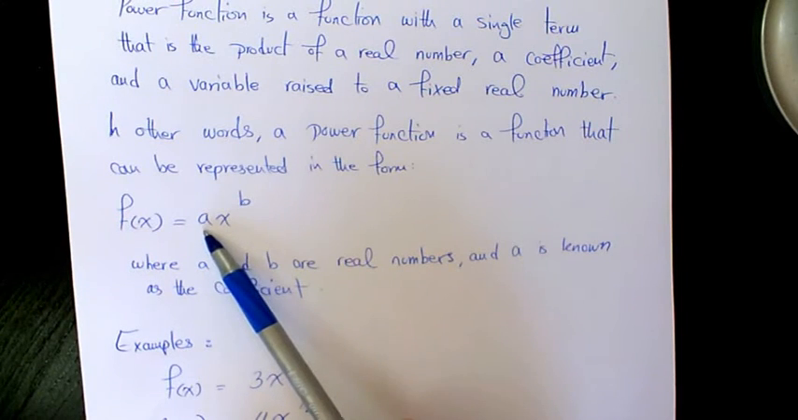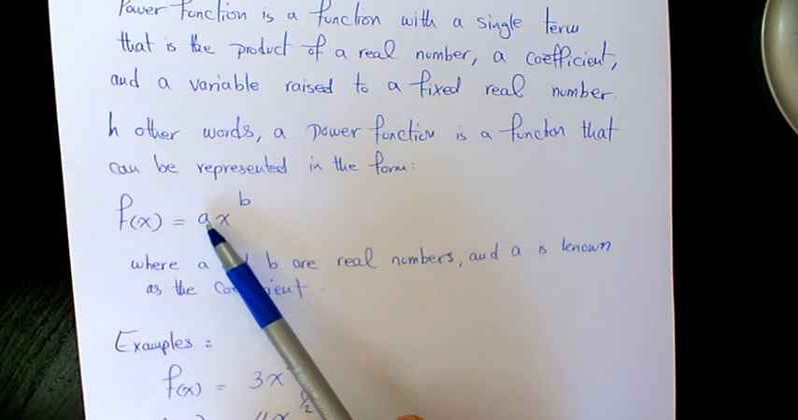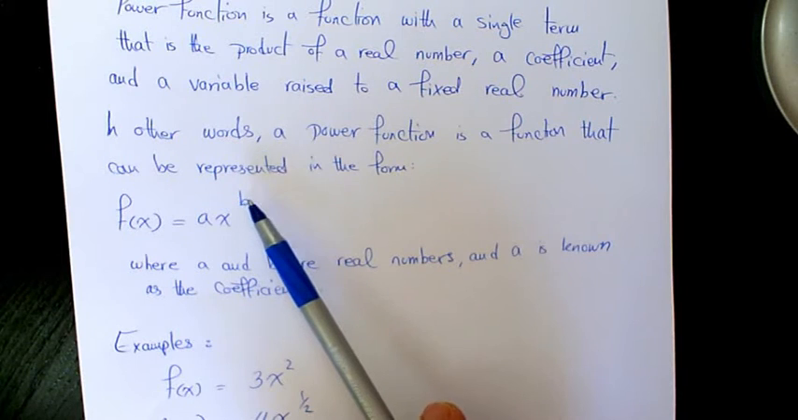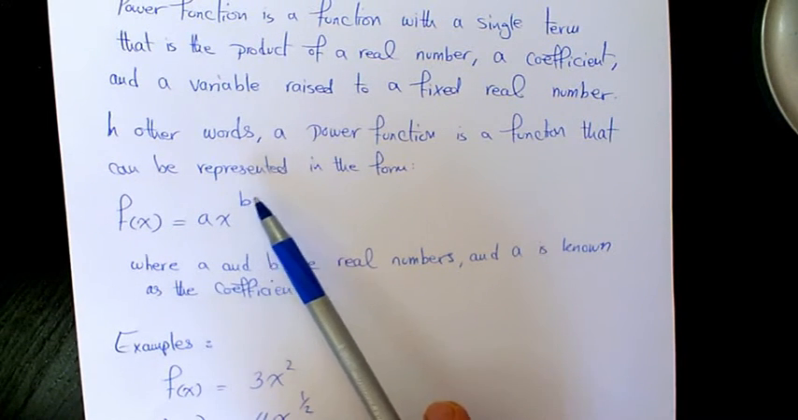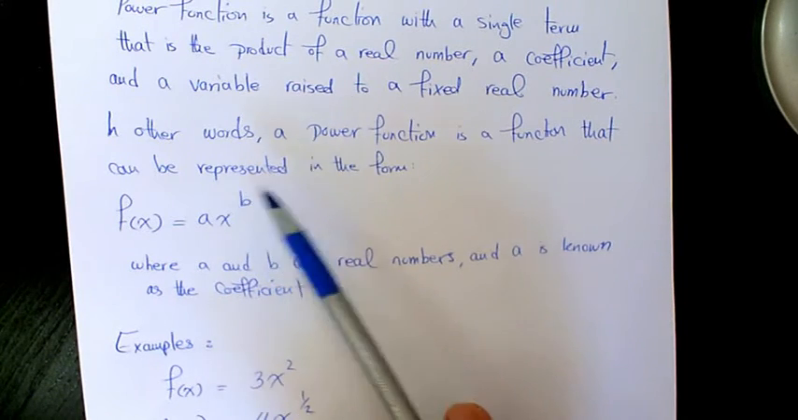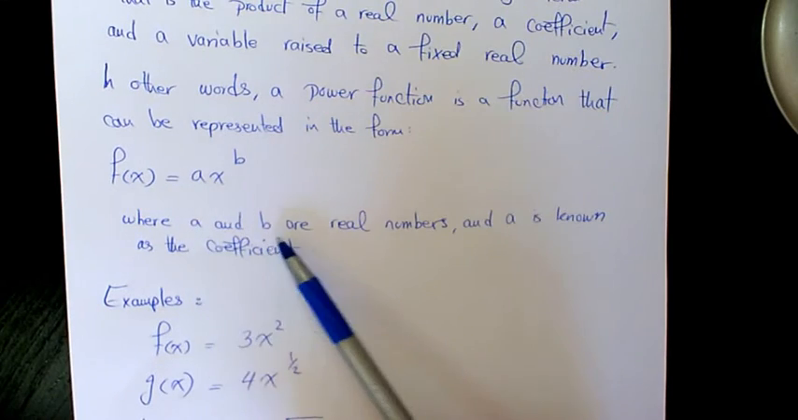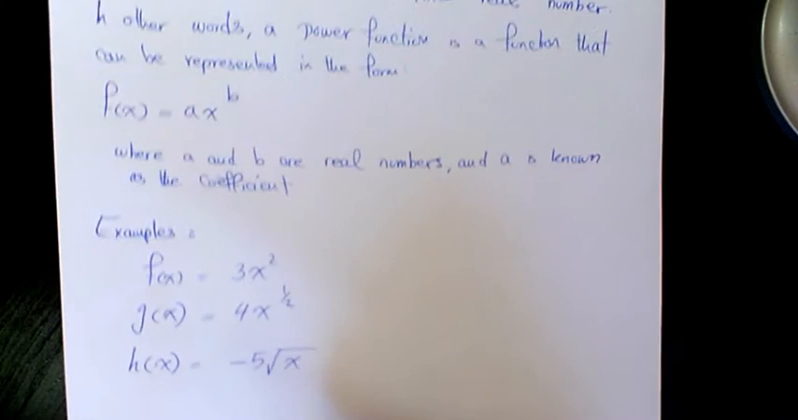So a is the coefficient and b is the real number, which we call the exponent. Remember, if you have a times b to the power of x, in that case we don't have a power function, we have an exponential function. So the exponent must be a real number in a power function. If the exponent is a variable, we call it an exponential function. So a and b are real numbers and a is known as the coefficient.